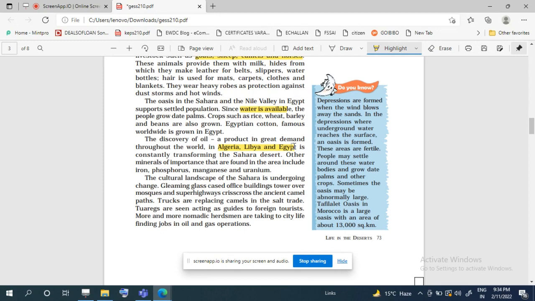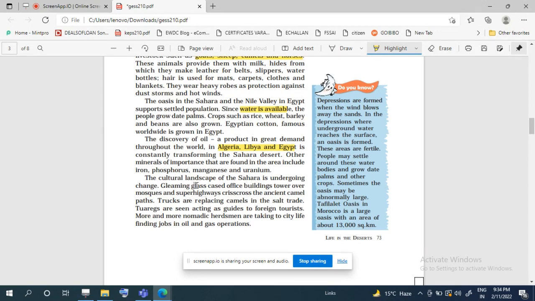We see that the cultural landscape of Sahara is undergoing change. You can see in the Sahara desert glass cased office buildings, very high, which have very great height. And earlier there used to be only, we can see only, mosque which can be seen from very far away because of its height. But nowadays these glass cased office buildings are higher than the mosque. And not only this, there are super highways also which crisscross the ancient camel paths.